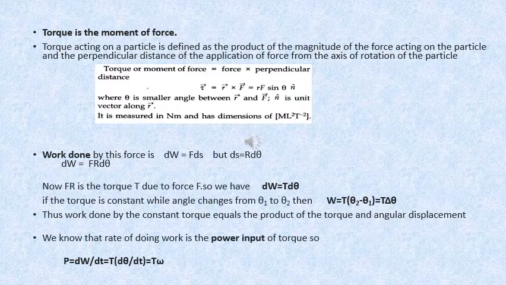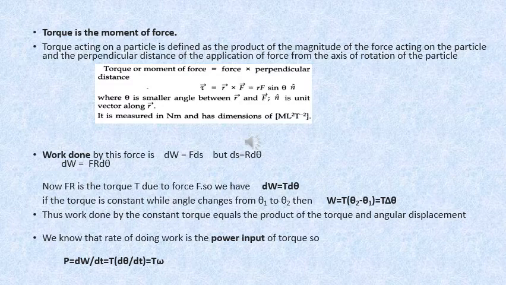You studied in your class 10th, the turning effect of force is the torque or the moment of force. It is defined as the product of the magnitude of force and the perpendicular distance between the line of action of force and the axis of rotation. So the distance is also known as lever arm or the moment arm.